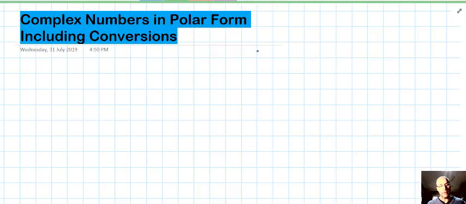We're going to look at complex numbers in polar form. We're going to define a few things, and we're going to convert between Cartesian and polar and vice versa.